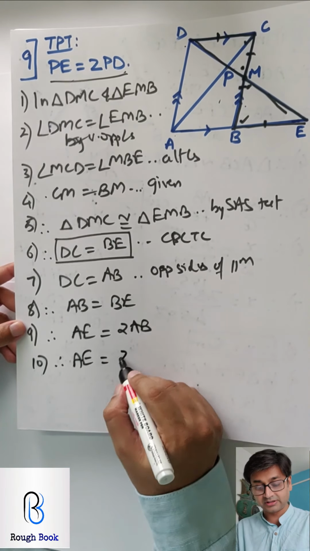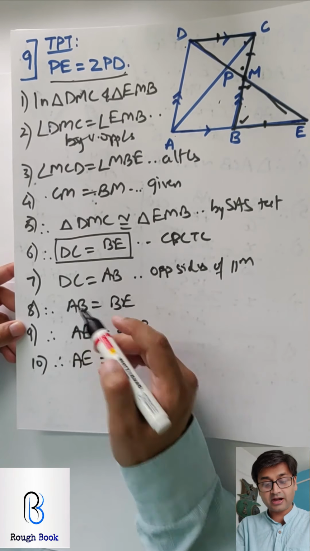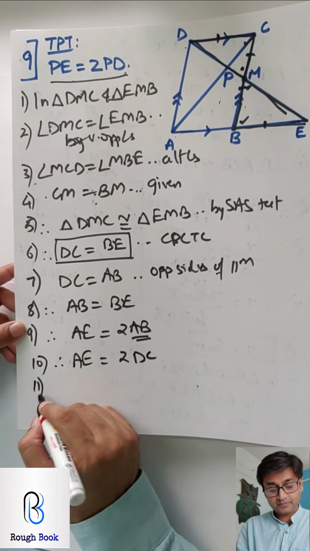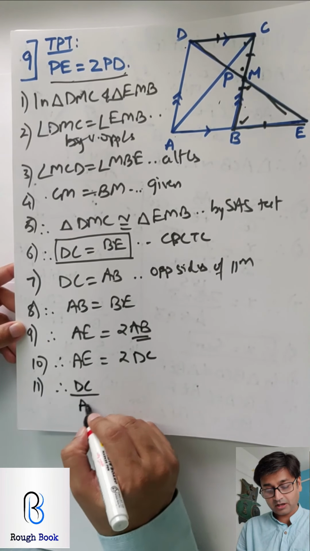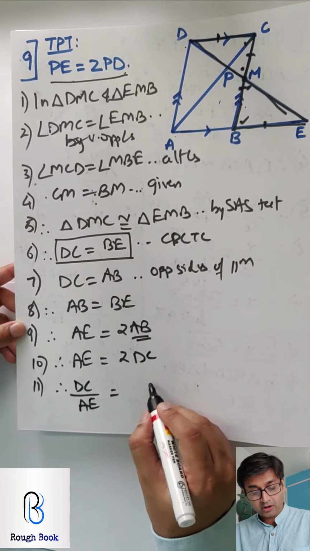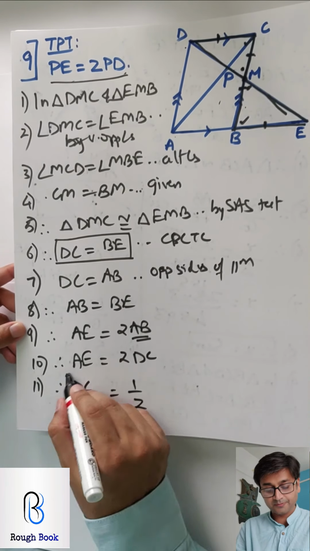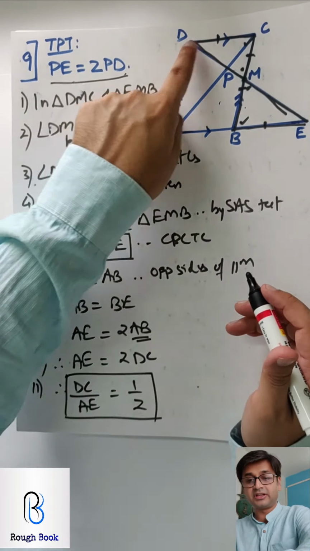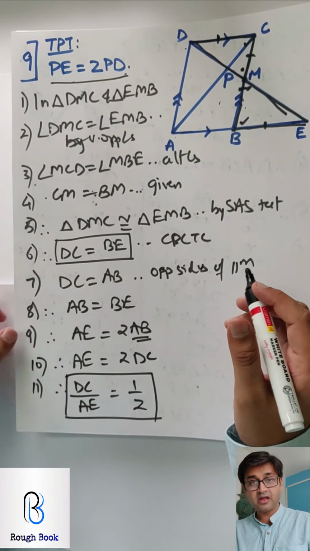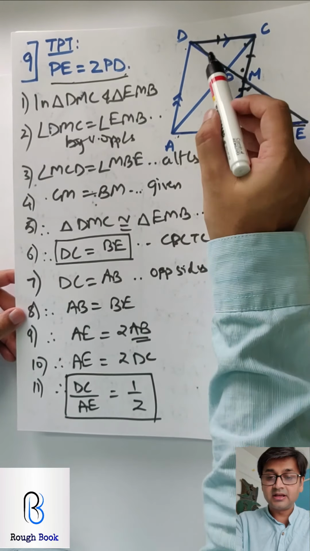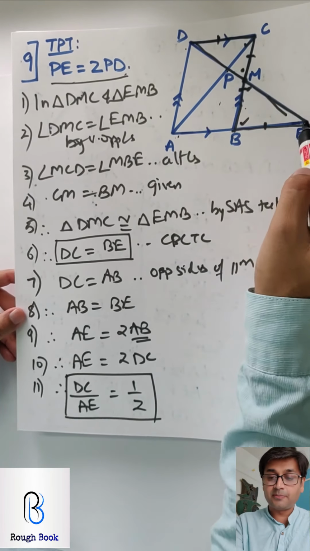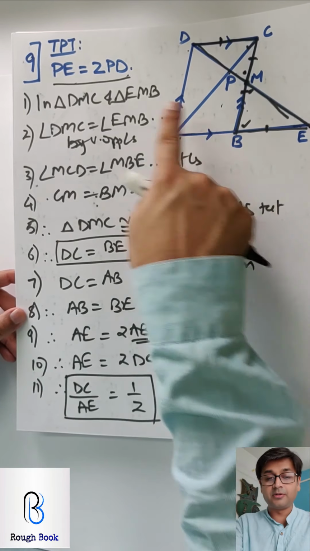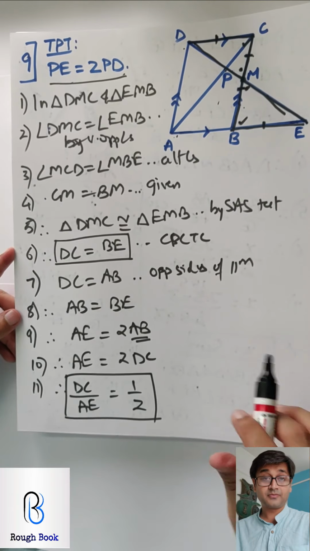Now this is the most important step. For AB I am writing DC. So AE is double of DC, and therefore DC upon AE, 2 goes down, is 1 by 2. This is the most important step, because now finally we could say that DC upon AE is half. Now we will take these small triangles, prove them similar, and say DP upon PE equals DC upon AE, which is half. Put half for DP upon PE, cross multiply, and there you are.